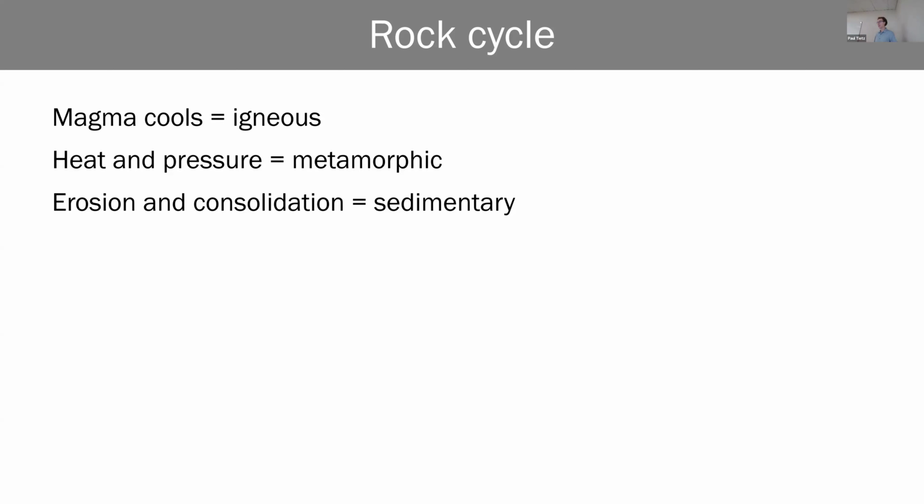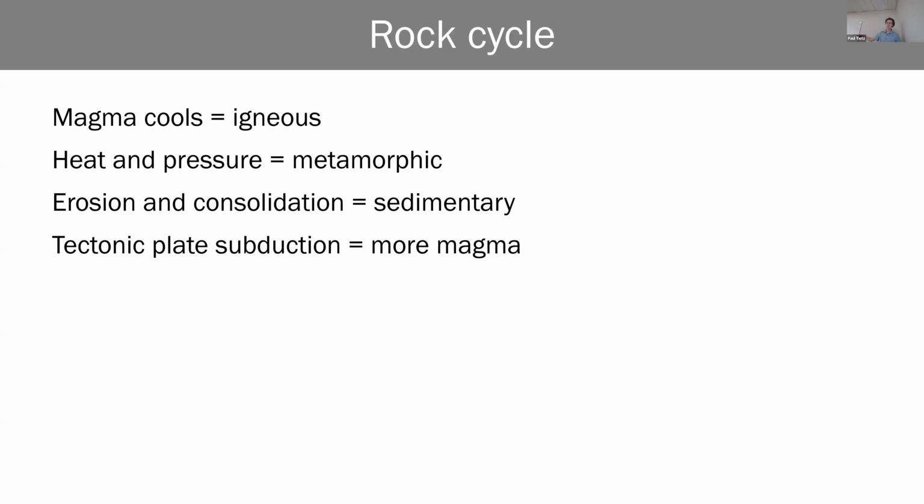So when this happens on the bottom of the ocean, perhaps we have these tectonic plates that are moving around. They're subducting underneath each other back into the mantle of the Earth. This tectonic plate subduction converts these rocks back into magma. The cycle starts again.